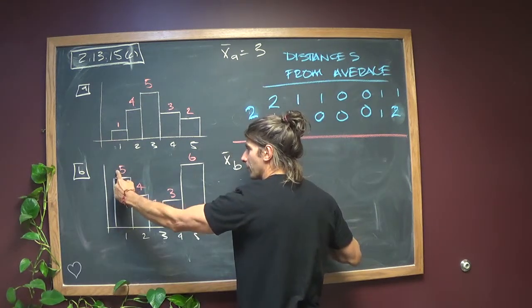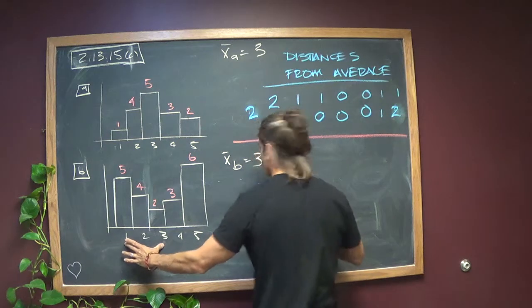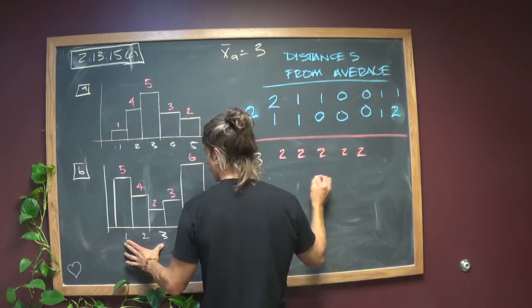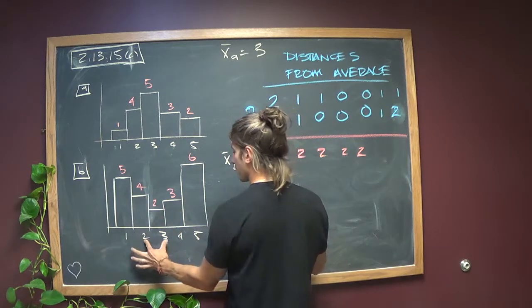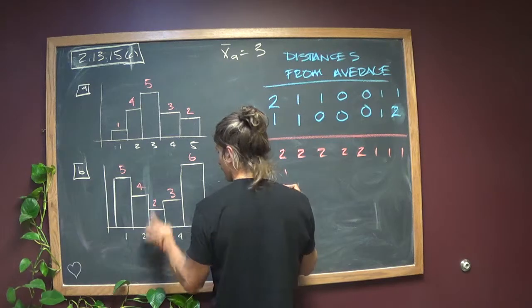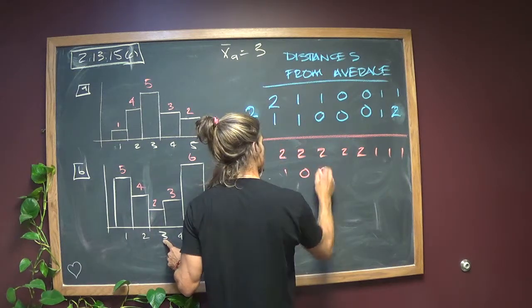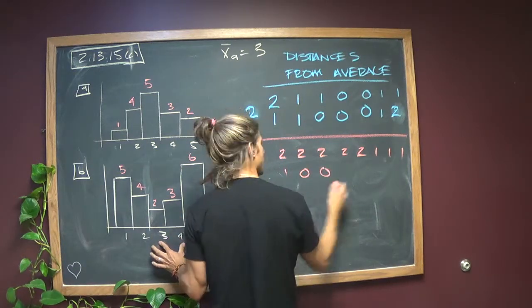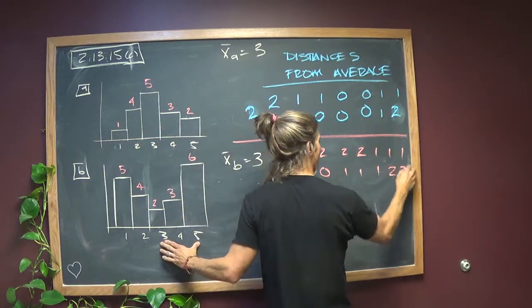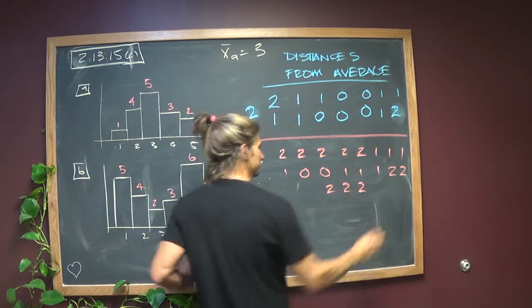There are 5 data points that are 2 units away. 2, 2, 2, 2, 2. There are 4 data points that are 1 unit away. 1, 2, 3, 4. 2 that are no units away. 3 that are 1 unit away. And 6 that are 2 units away.